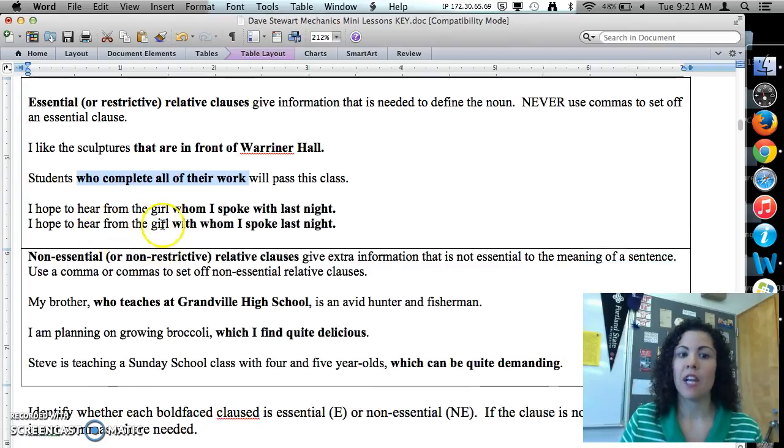Then you have, I hope to hear from the girl whom I spoke with last night, or I hope to hear from the girl with whom I spoke last night. Either one is fine, whether you put the with in front or you put the with after, either one makes sense.